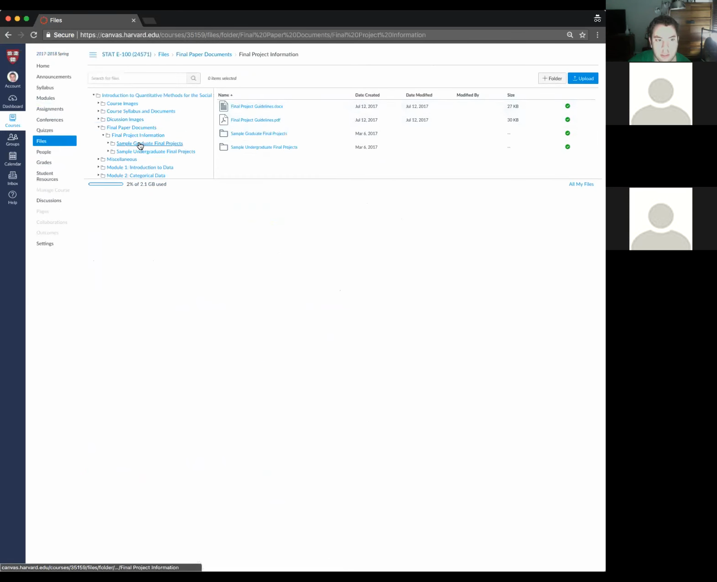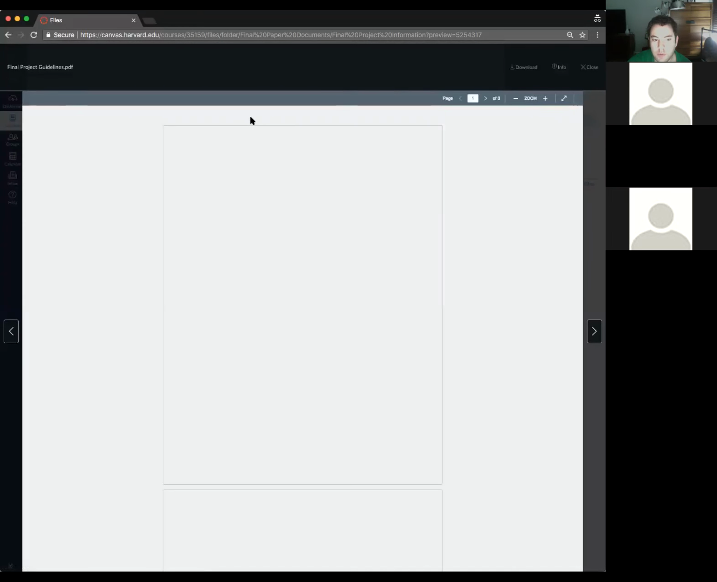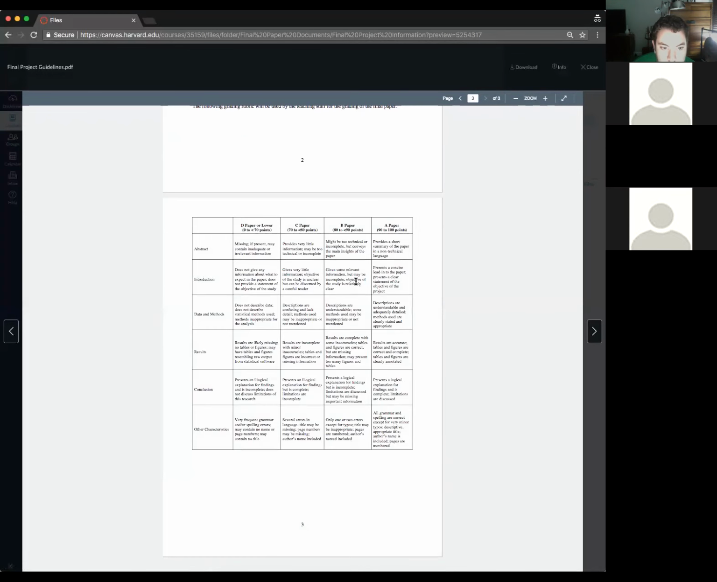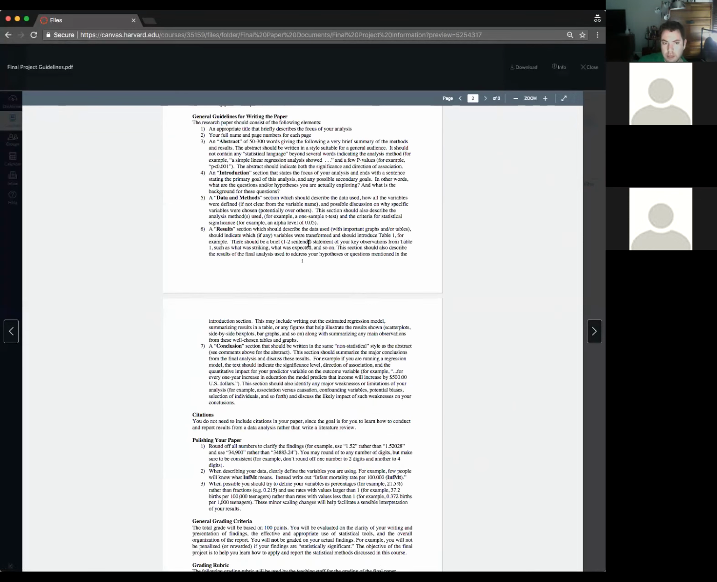If you go on the course website under the Files tab, there's a document called Final Project Guidelines. This will be a good starting point, a good resource to see what we're looking for in the final project. It gives you an overview and some guidelines for what you should be aiming for, and it'll also show you our grading rubric on the bottom. It shows you exactly what we're looking for, what we consider to be an A paper, a B paper, a C paper, and so on.